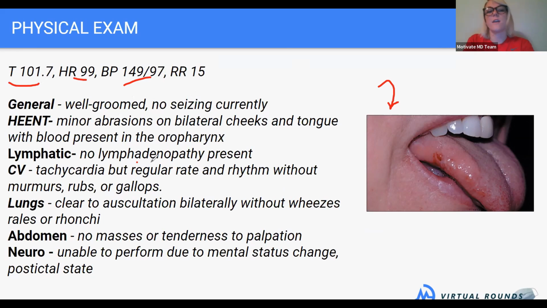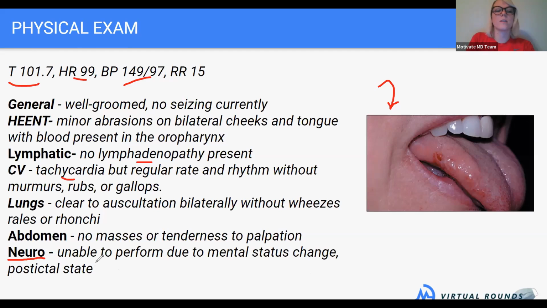So there's no lymphadenopathy. The patient's tachycardic, but otherwise regular rate and rhythm. Clear to auscultation bilaterally. No masses in the abdomen, no tenderness to palpation. And then our neuro exam, we're not really able to perform it. So it doesn't really help us a lot, but we're unable to perform because of the mental status change.